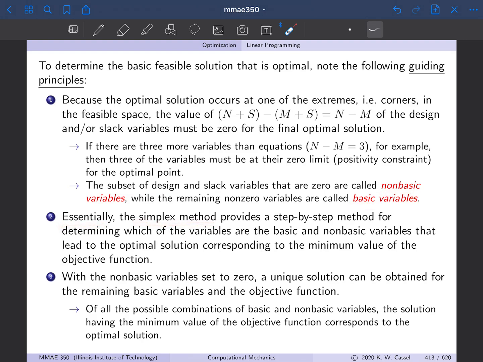And essentially that's what the simplex method is doing. It's a step-by-step process for determining which of the variables fit into each of these 2 subsets of variables. And we know how many are in the non-basic as well as the basic variable set. It's just a matter of now determining which ones go into each. Now with the non-basic variables, those are the ones that are 0, a unique solution does occur, and that is the one that minimizes the objective function. So that's what we're trying to find, and you'll see how that works out in an example.